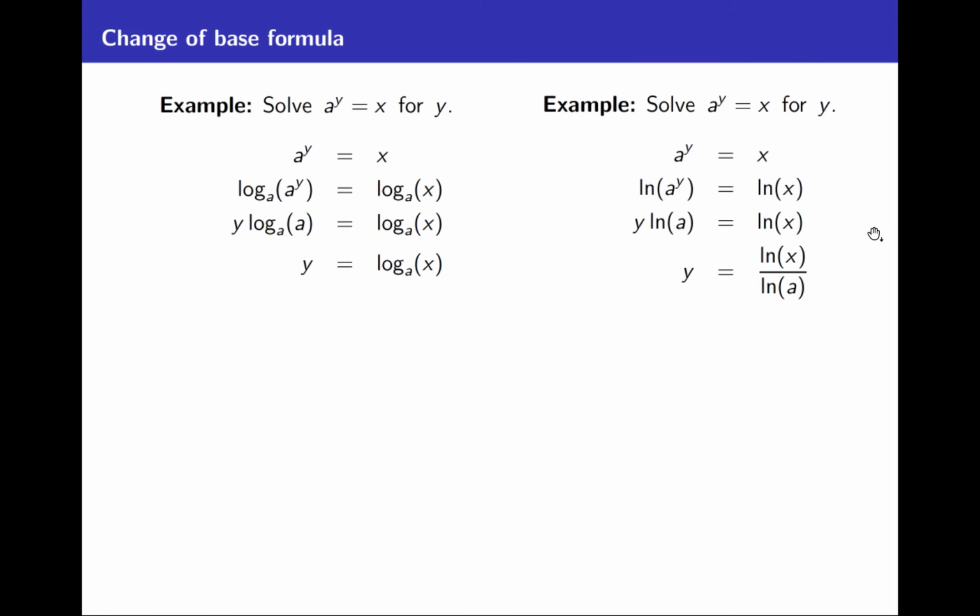And finally, divide both sides by the number ln of a, and you've isolated y. Y equals ln of x over ln of a. And we've solved this equation for y. Now, notice our first solution of this equation was log base a of x, and our second solution is ln of x over ln of a. Well, it's the same equation, so the solutions must be exactly the same number. So what this tells us is that log base a of x equals ln of x divided by ln of a.